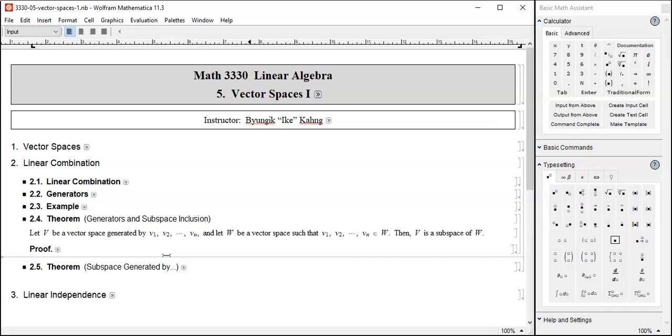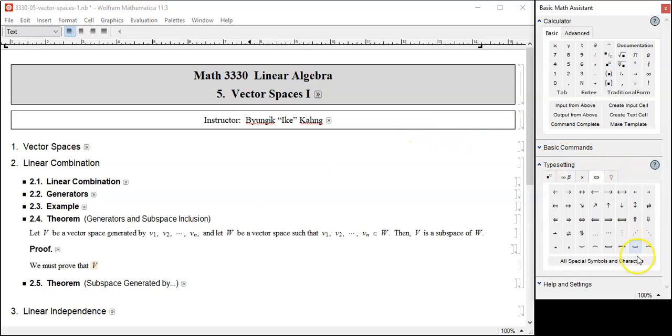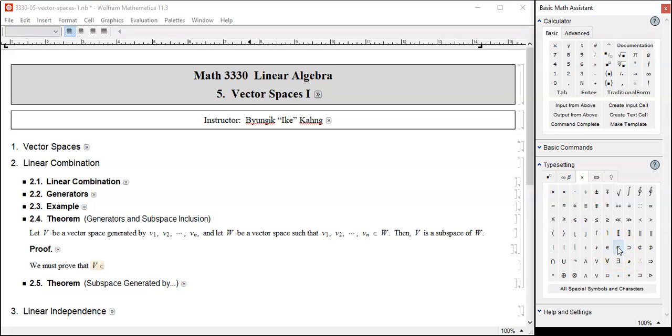So what do we have to prove? We must prove that capital V is a subset of capital W, that is, every element of V is a member of W, isn't it?